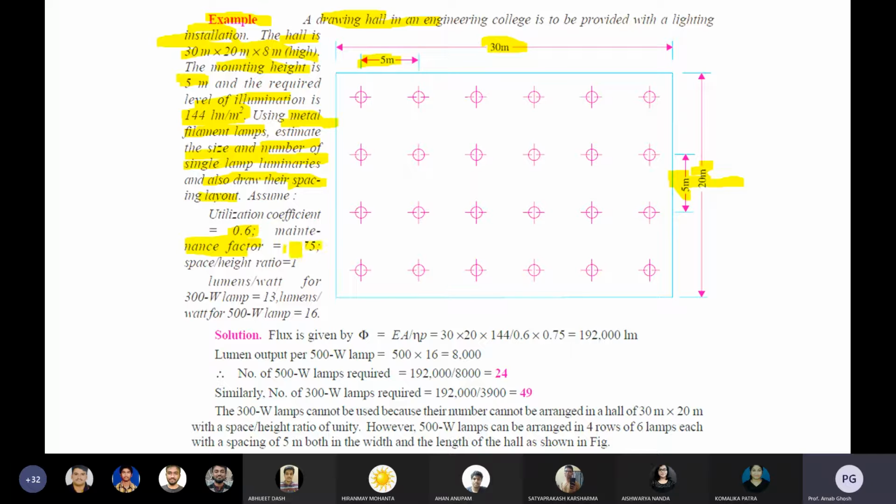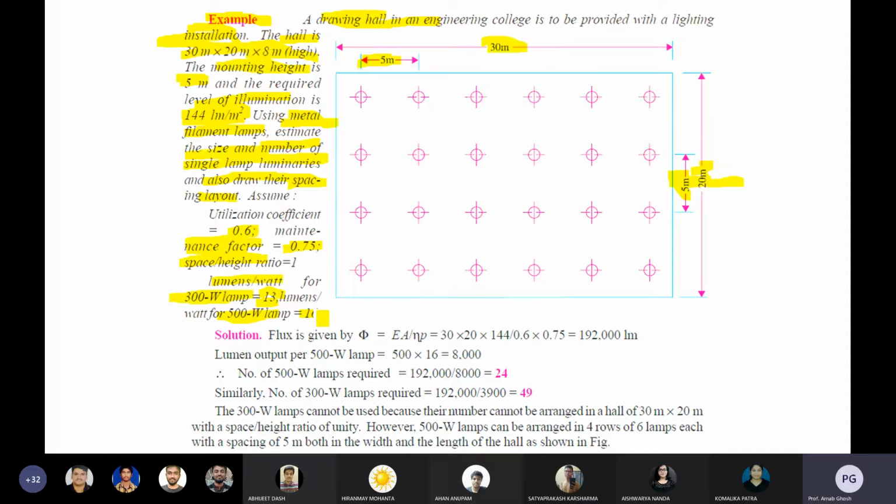Lumen per watt, okay, so for the 300 watt lamp it is 13 lumen per watt, and for the 500 watt lamp it is 16. So lumen per watt is 16 for the 500 watt lamp and 13 for the 300 watt lamp.